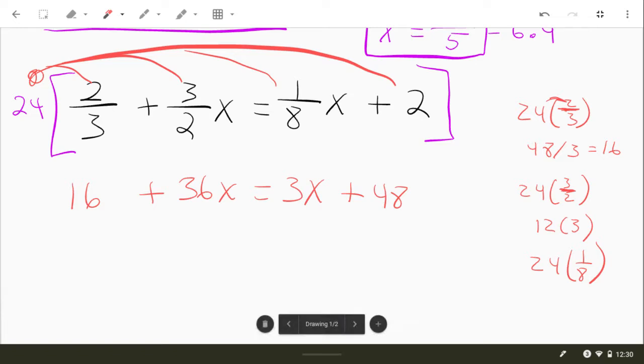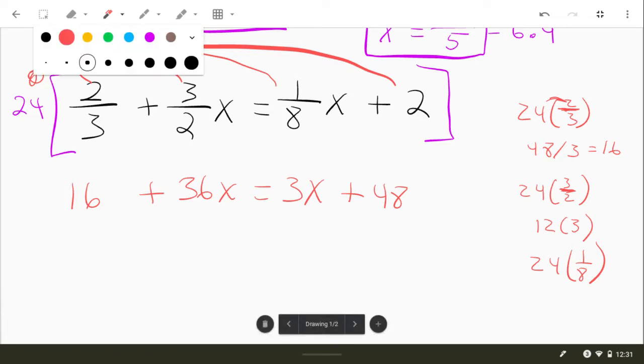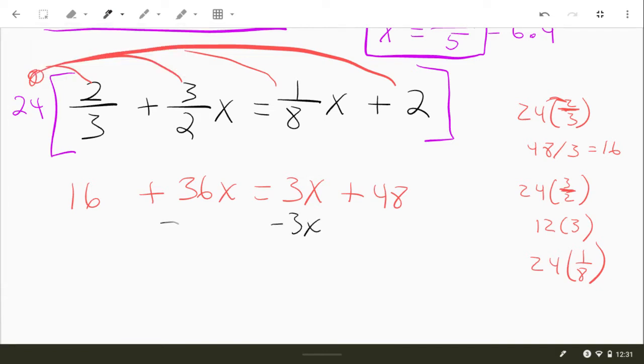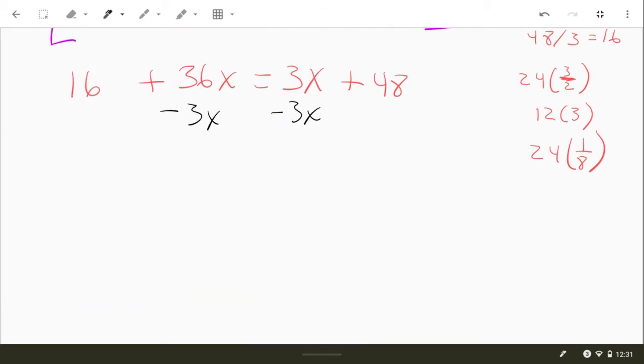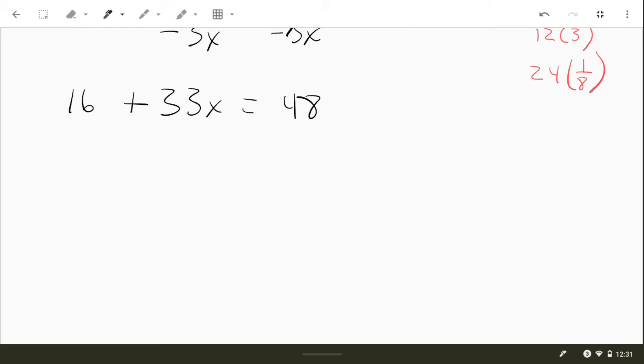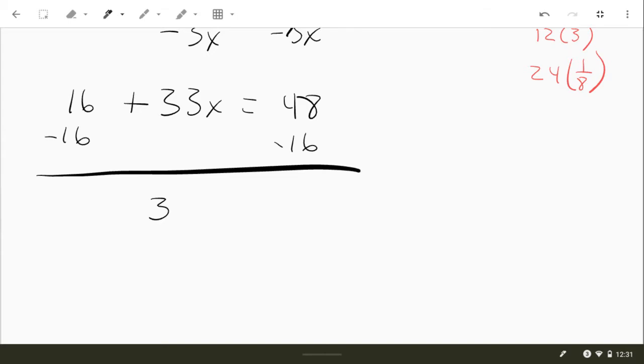All right. And now it's just an equation with variables on both sides. So it's very solvable. We're going to move all of our letters over to one side, minus 3x. I'll do it a step at a time. So this is 16, stays put. 36 minus 3x is 33x. The 3x's cancel. And now we're going to move the 16 over, so minus 16. You still get the 33x. 48 minus 16. Oh, gosh, I should know this one. 32.